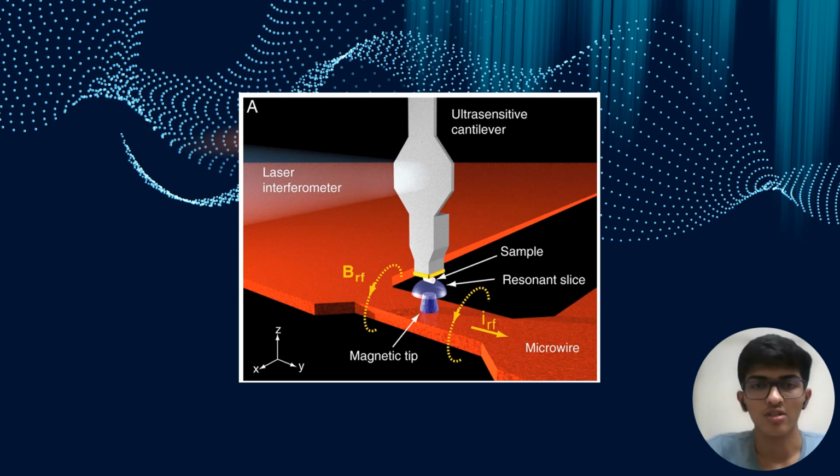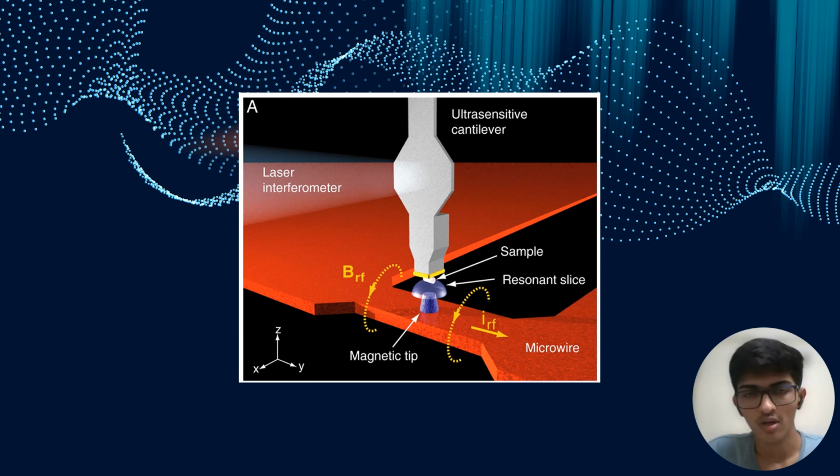So as you can see, this image illustrates the experimental setup used in magnetic resonance force microscopy for nanoscale MRI. The key components shown here are: the first one is an ultra-sensitive cantilever. This is a very sensitive mechanical resonator used to detect tiny forces. It has a sharp tip at one end. Then there's a magnetic tip mounted on the cantilever. This is another nanoscale magnetic tip that generates a strong inhomogeneous magnetic field gradient. The sample under investigation in this case is tobacco mosaic virus particles deposited on the cantilever surface.